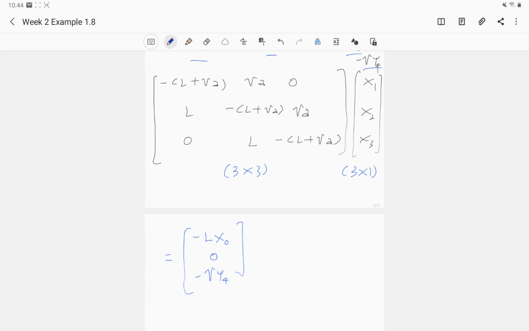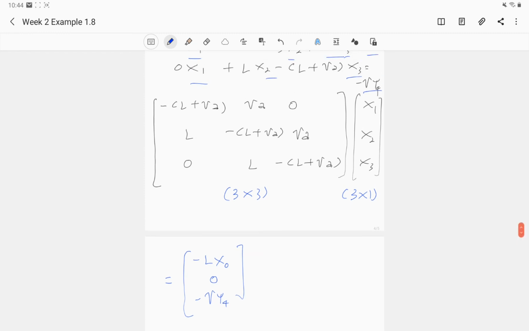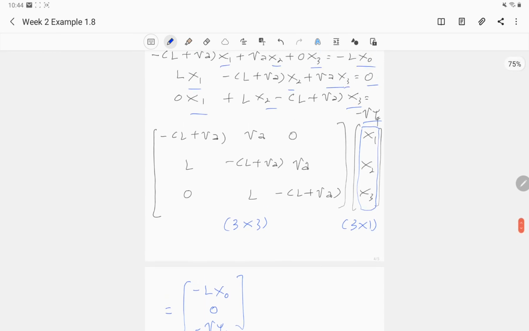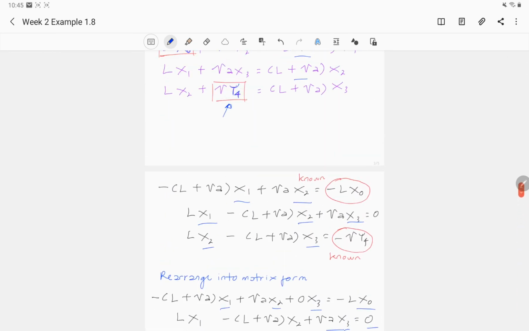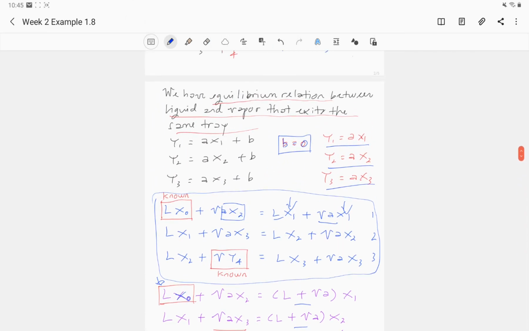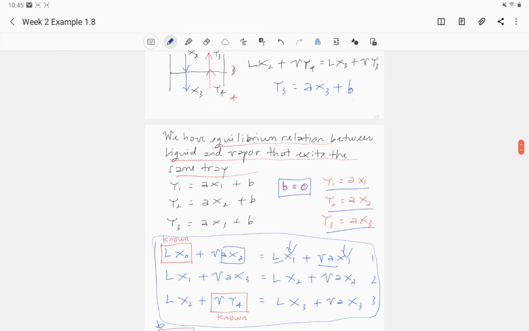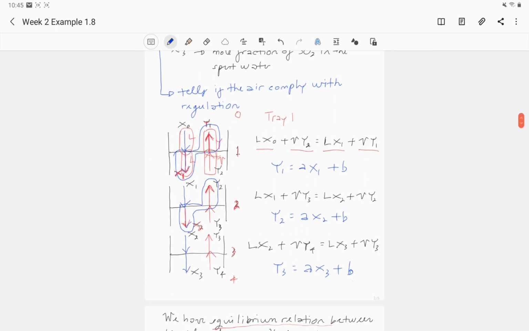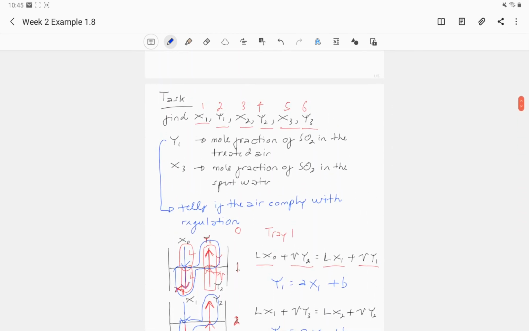With that, we can use MATLAB, or we can just use any linear algebra matrix technique to solve for X1, X2, and X3. Once we have this X1, X2, and X3, then we will be able to have Y1, Y2, and Y3. So as a result, we will have what we need in this problem.